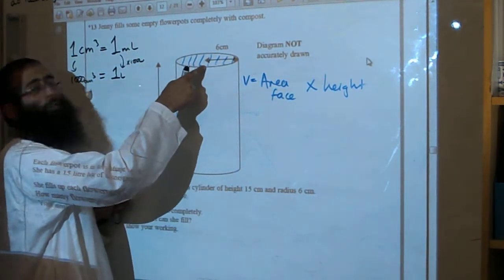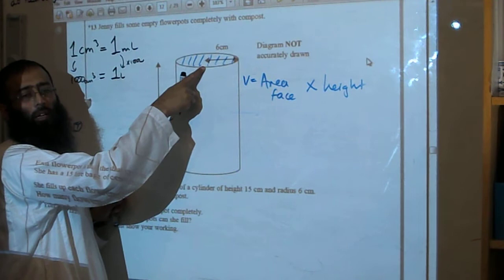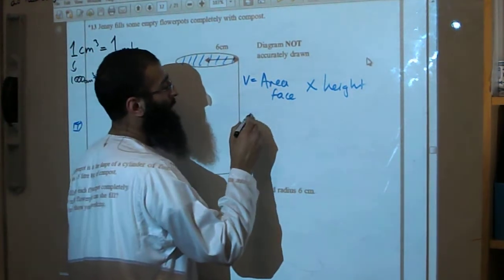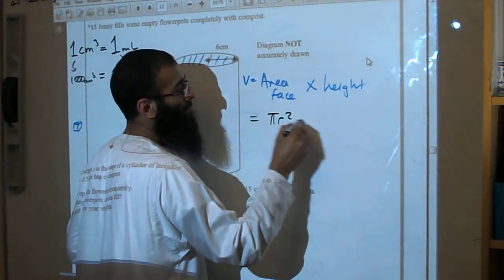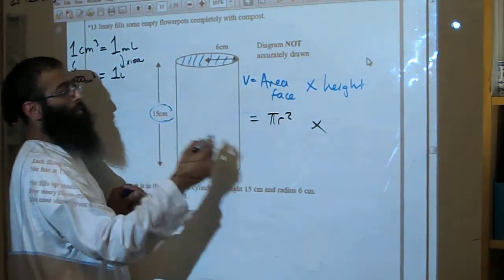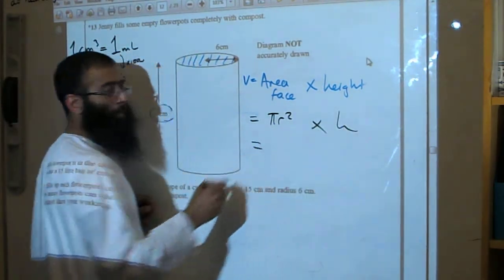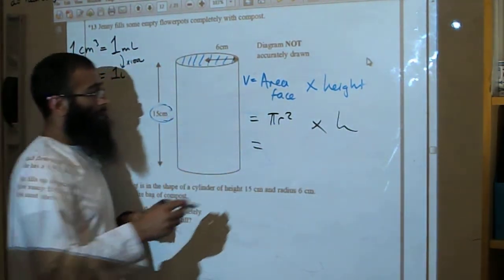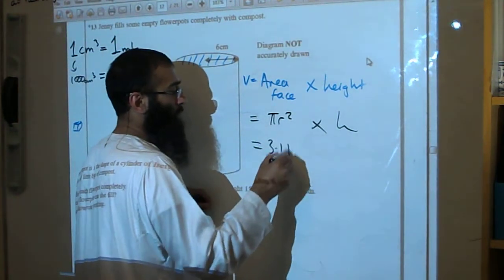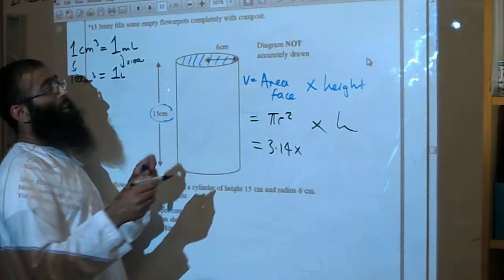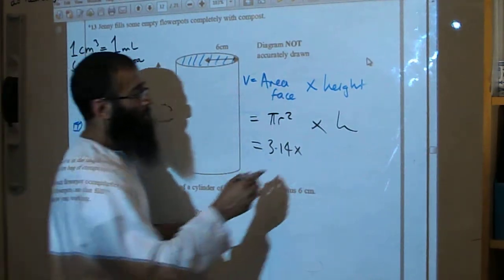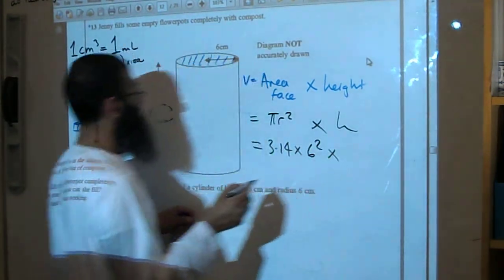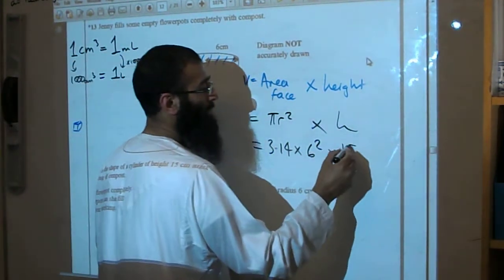Now what is the area of this circular top part here, Umar? Pi r squared. Pi r squared is the first part, yeah? And then multiply by the height, we just call it h for the moment. Let's put some values in there now. So pi we can use 3.14, times the radius. What's the radius? 6. Times 6 squared. What's the height? 15.